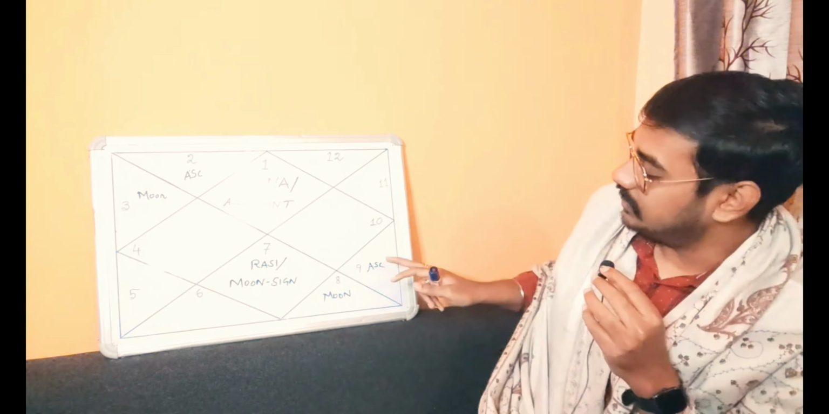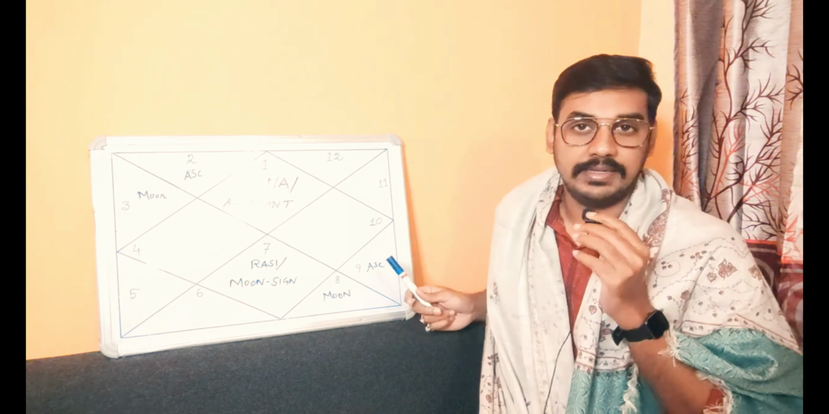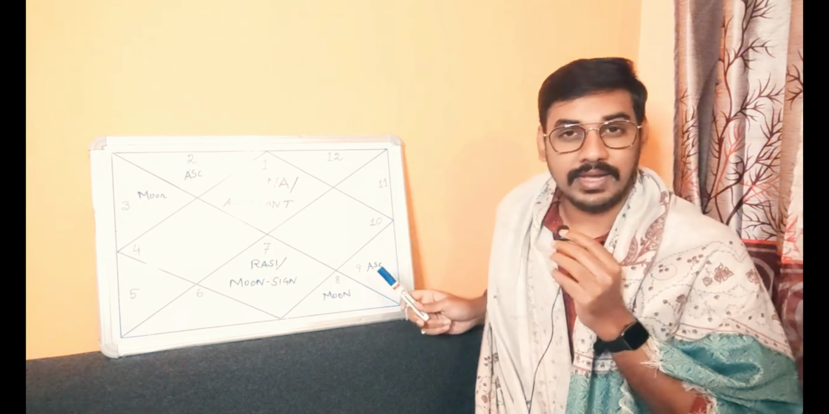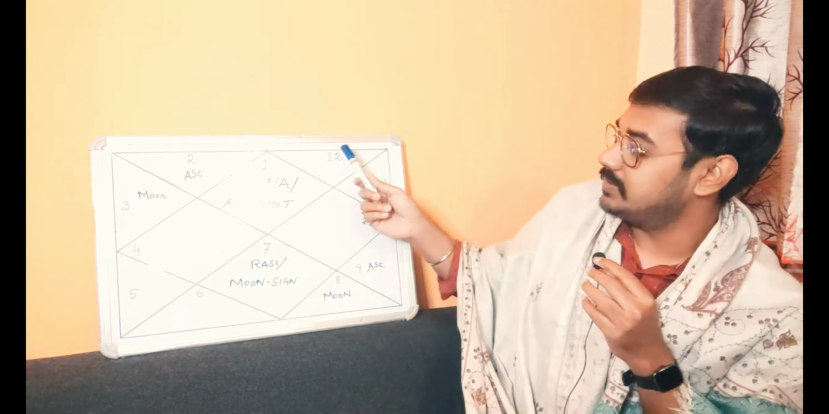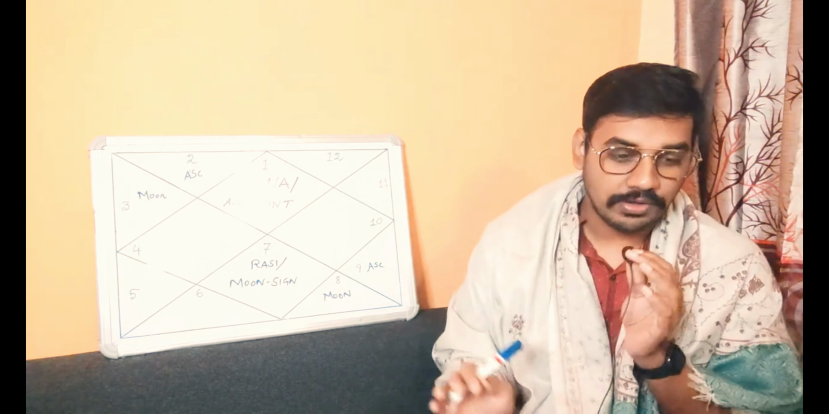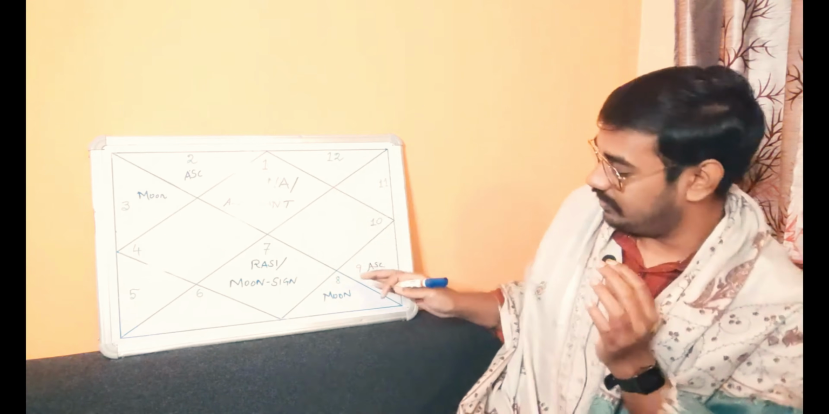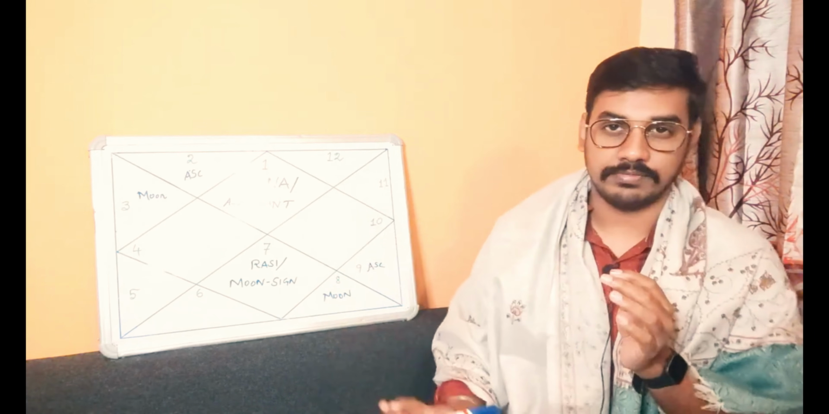Yes, because the Mool Trikon Rashi of Jupiter is Sagittarius, which is falling in the 9th house, and the secondary Rashi Pisces is falling in the 12th house. So yellow sapphire will not carry the dosh or the curse of the 12th house, so you can safely wear a yellow sapphire.